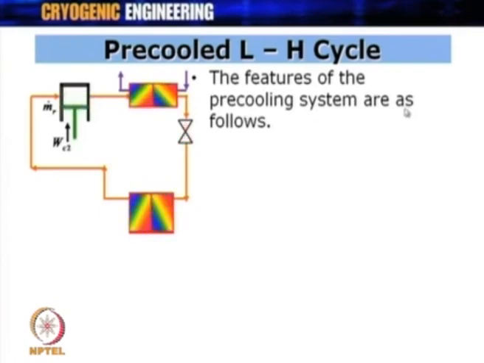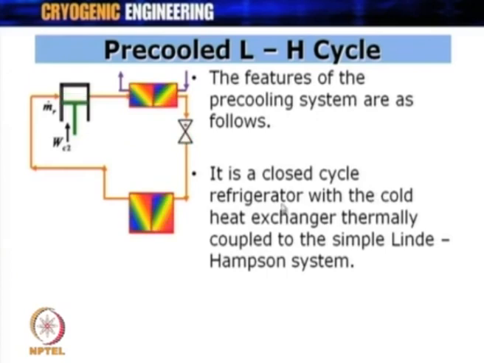The features of the pre-cooling systems are as follows. It is a closed cycle refrigerator with the cold heat exchanger thermally coupled to the simple Linde-Hampson system. Okay. So, this is basically the connecting point, and this is thermally coupled with the simple Linde-Hampson cycle. Now, what you can see here is m dot r is the flow of refrigerant at this point. So, you got a compressor which is compressing refrigerant of mass flow rate m dot r, and the power, naturally, when you got a compressor you got to supply the power to it, and the power to this compressor is WC2, while power to the main Linde-Hampson cycle will be WC1.